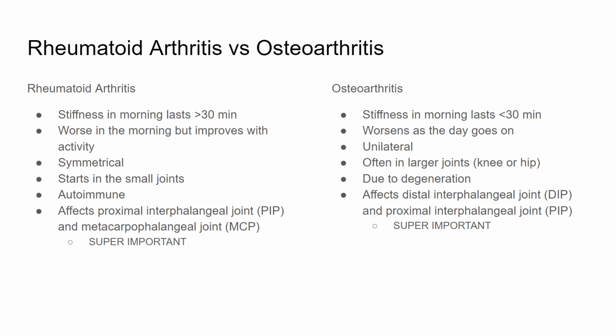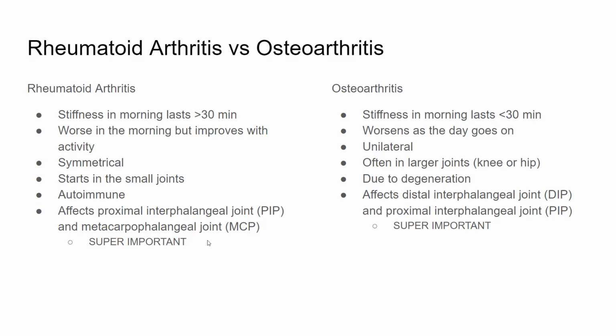So knowing the presentation as well as where in the hands, what joints are affected in each type of arthritis, because that's something that they will give you over and over and over again. And you don't even need the rest of the vignette if you can see which joints are affected and whether it gets worse or better with activity. That can easily clue you in between the two, because they will test you on differentiating the two.